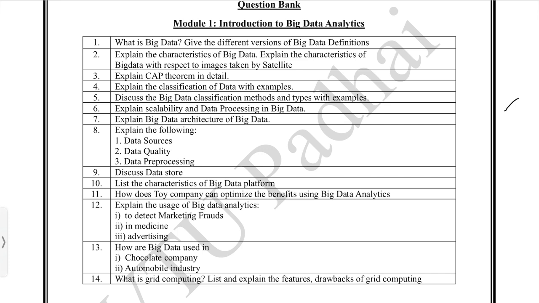So first we have is define big data and explain the different versions of big data definitions. So big data already it's defined and how you are defining the big data in various definitions. We have 2 to 3 definitions of big data. You have to explain them.